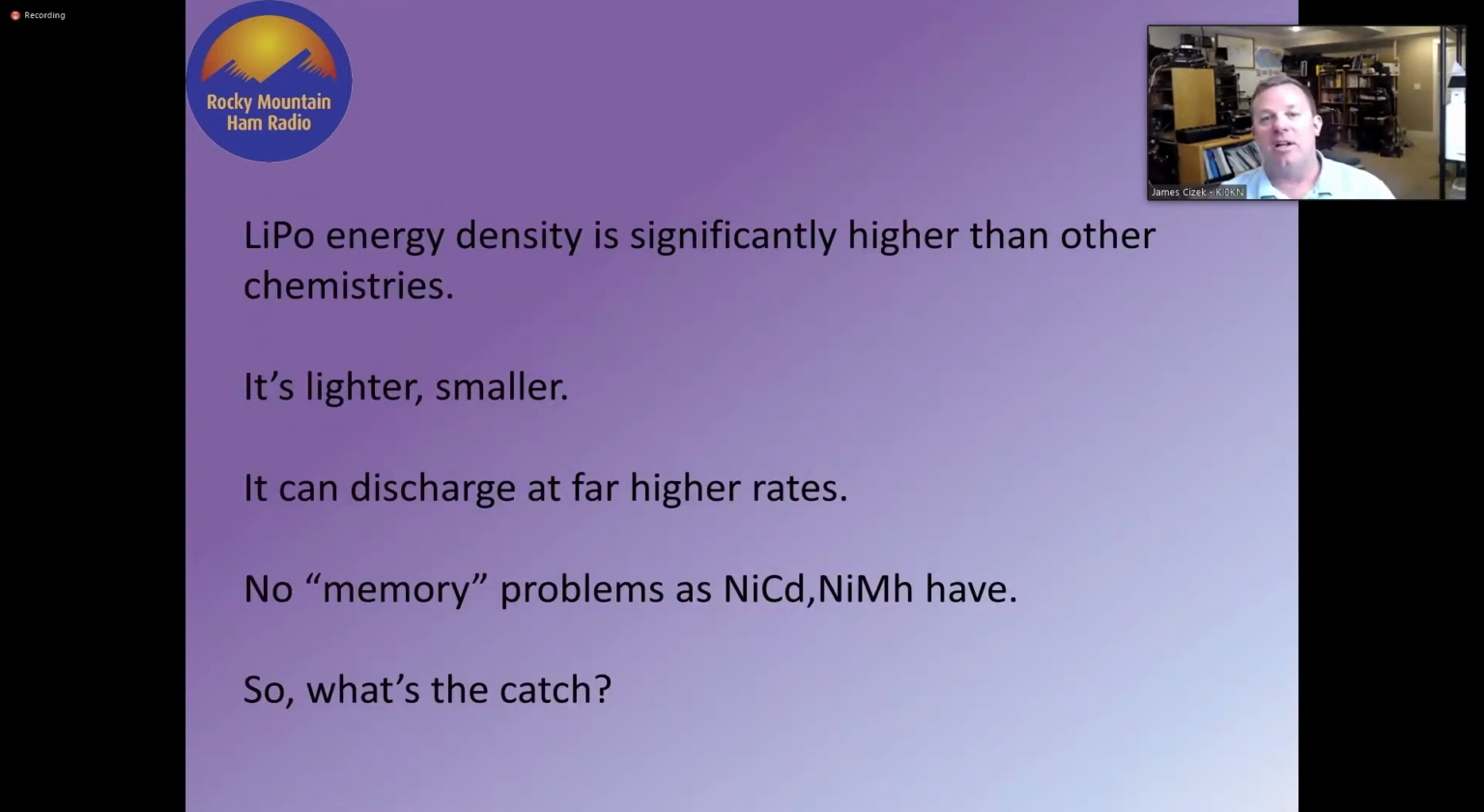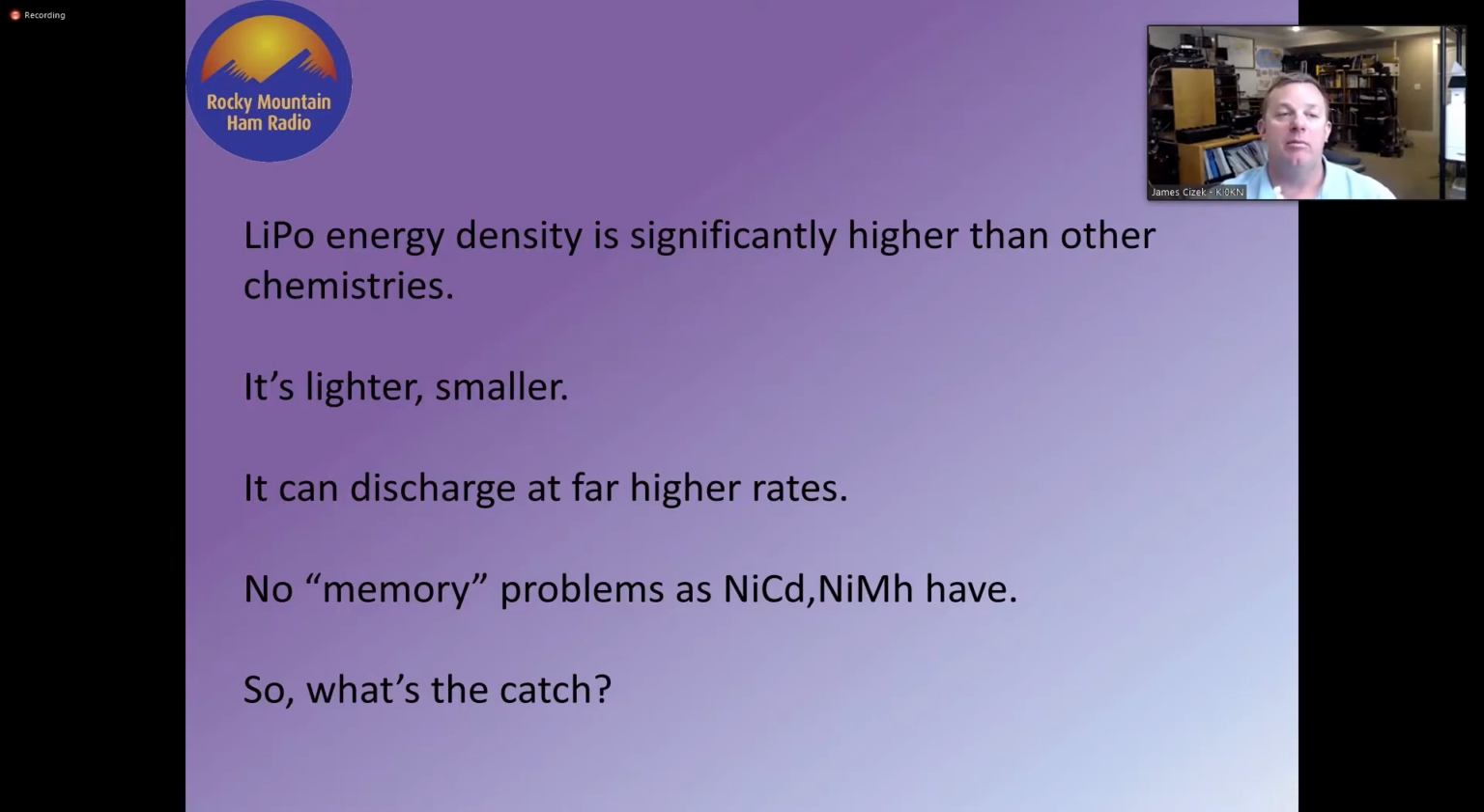So let's talk about this. We know that lithium energy densities are significantly higher than other chemistries, right? We have more amp hours in a smaller and lighter battery compared to lead acid or any other battery. We can get huge discharge rates out of these things, sometimes 25, 30, maybe 50 C of the battery. We don't have memory problems in lithium at all.